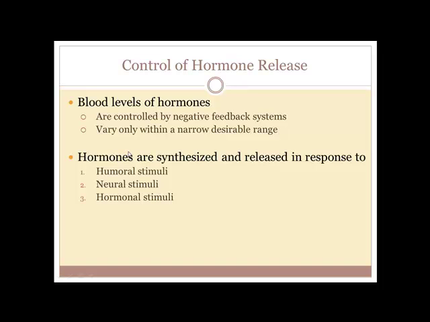Hormones are going to be synthesized and released in response to one of three ways: either a humoral stimulus, such as blood levels of some sort of ion; a neural stimulus, so some sort of nerve is connected to the gland, it stimulates it, it tells the gland to release; or hormonal stimuli. One tissue releases a hormone that goes to another tissue to tell that tissue to release its end product hormone.